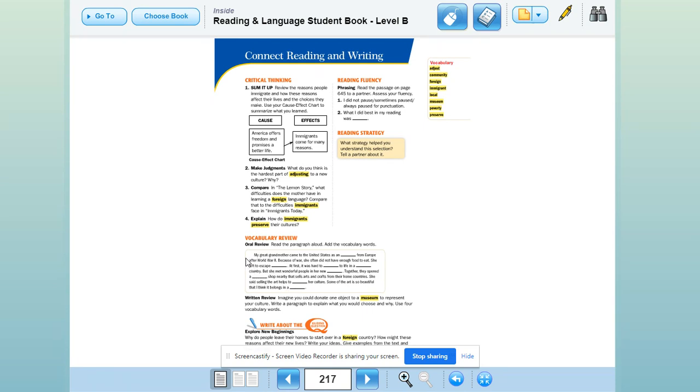So my great-grandmother came to the United States as a blank from Europe after World War II. What do you guys think is the answer for this one?